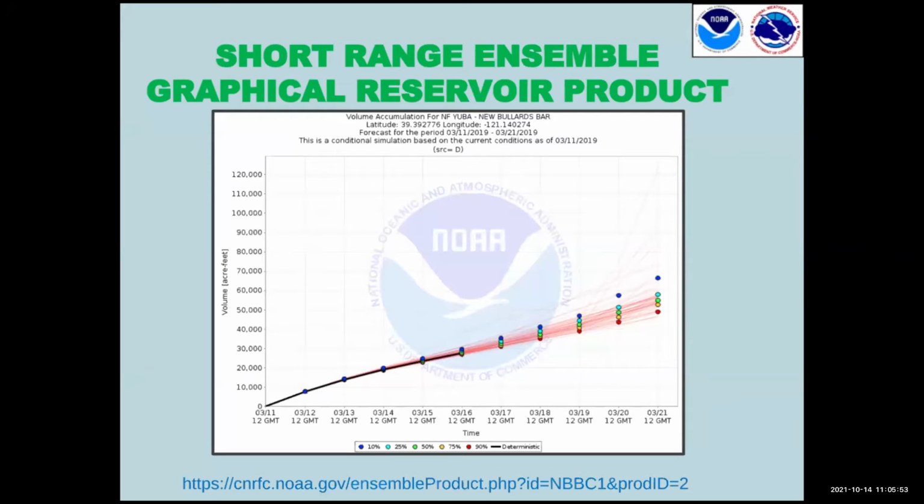So this is an example for New Bullards Bar, in March 2019, I guess. What we have here is our deterministic forecast, again shown in black. That's the cumulative volume, roughly 30,000 acre feet coming into New Bullards Bar for this example over a 5-day window. And then you can see the ensemble spread. Each one of these light red lines is an ensemble trace. And the probabilities are then highlighted with the dots.